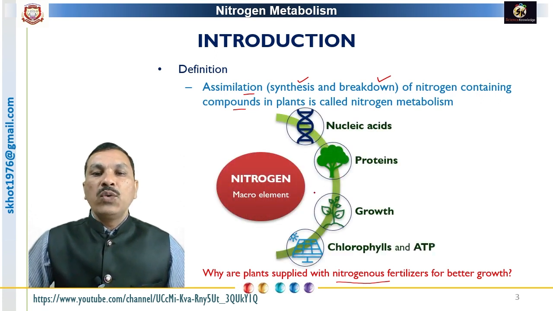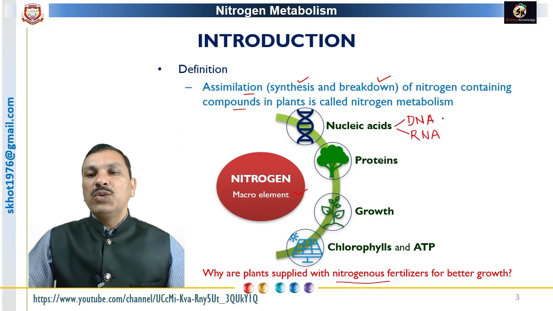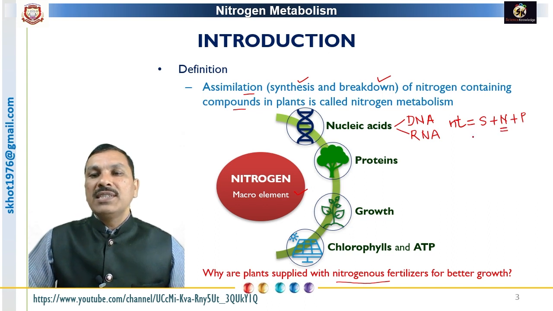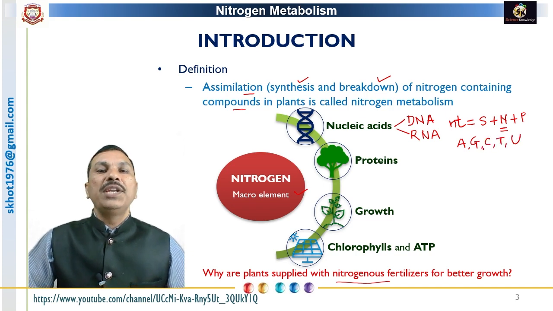Nitrogen is a macro element. This is a major nutrient. Nitrogen is required for synthesis of nucleic acids. There are two types of nucleic acids, deoxyribose nucleic acid, DNA, and ribose nucleic acid, RNA. Both these nucleic acids are polymers of nucleotides, and each nucleotide consists of sugar plus nitrogenous base plus phosphate. These nitrogenous bases are adenine and guanine, the purines, and cytosine, thymine, and uracil, the pyrimidines.